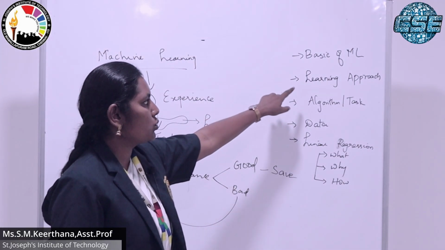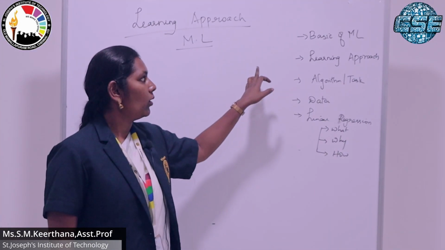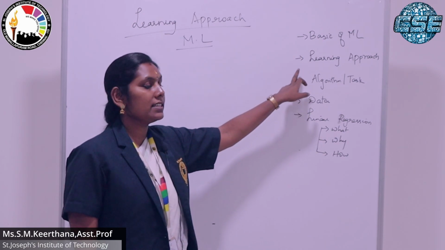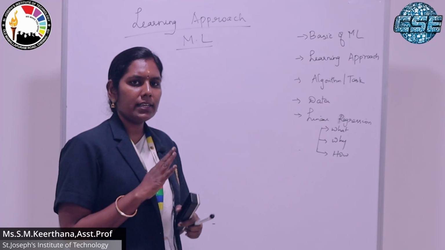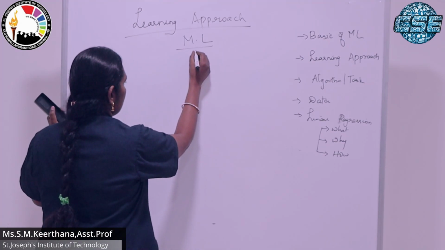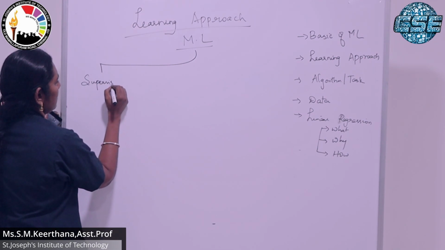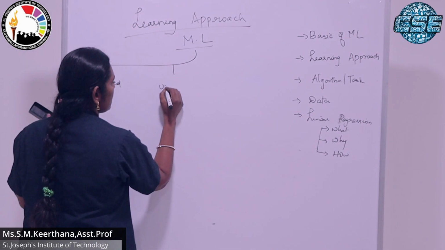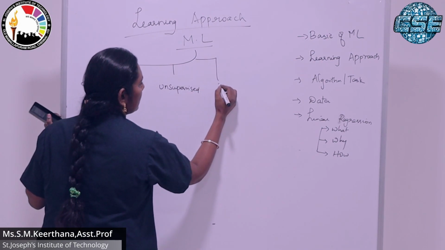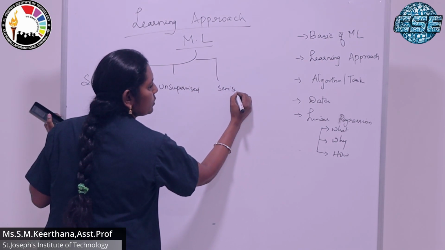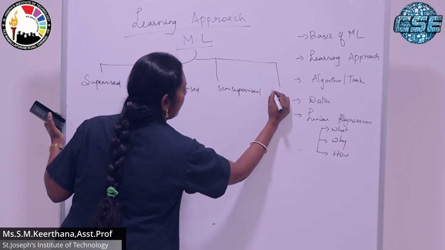Now next we'll switch over to the learning approaches of machine learning. Hope you got a clear understanding of the basics of machine learning. Next we will see the learning approaches available in machine learning. In machine learning we have four basic types of learning approaches. The first one is supervised learning. The second one is unsupervised learning. The third one is semi-supervised learning. And the fourth one is reinforcement learning.